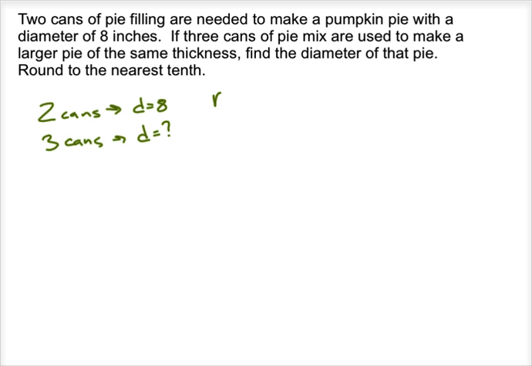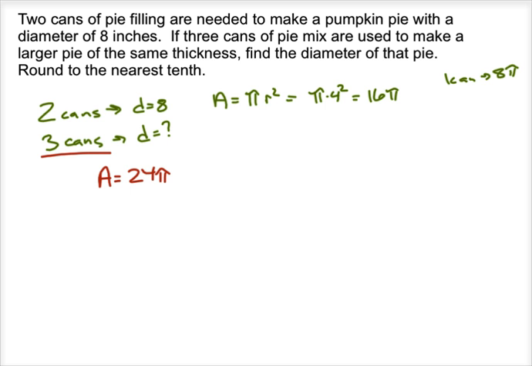So the area would equal pi times the radius squared. If the diameter is 8, the radius is going to be 4. So it's going to be pi times 4 squared, which is going to be 16 pi. So if 2 cans give me an area of 16 pi, that's sort of like saying each 1 can gives me an area of 8 pi. So when I come down here, 3 cans is going to give me an area equal to 3 times 8 pi, or 24 pi.